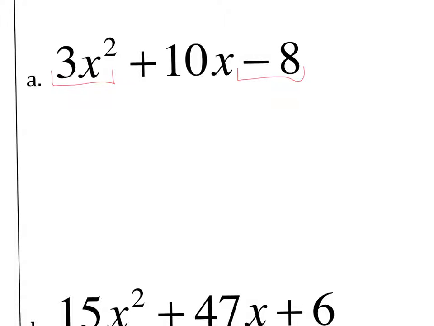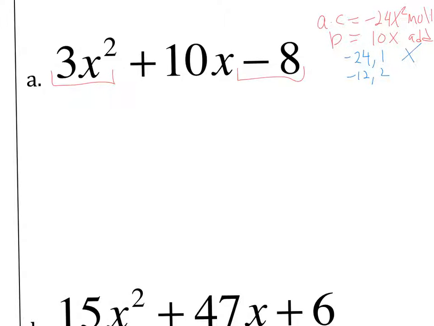So we've got 3x squared plus 10x minus 8. Going to multiply those together. A times c is going to be -24x squared. I'm looking for things that multiply to -24x squared and also add up to that middle term. Okay, I'm going to start with -24 and 1, and -24 and 1 add up to -23. Nope, don't work. How about -12 and +2?